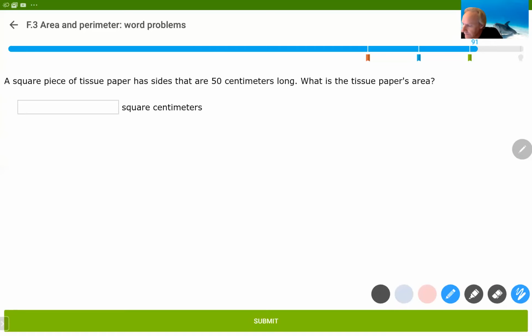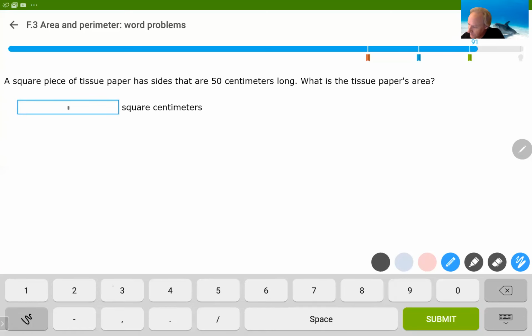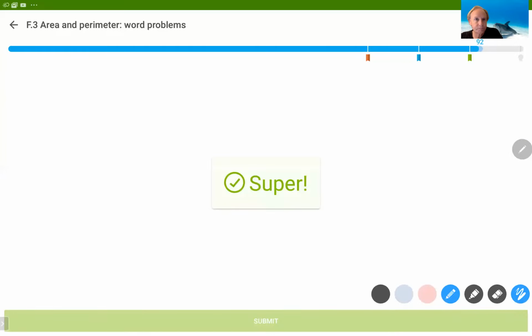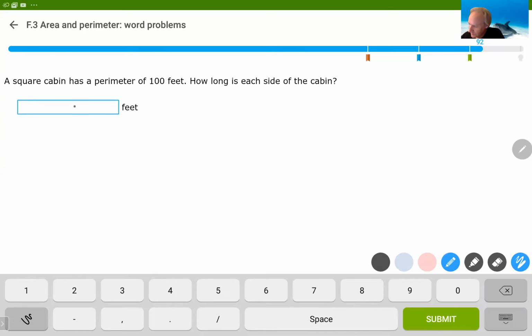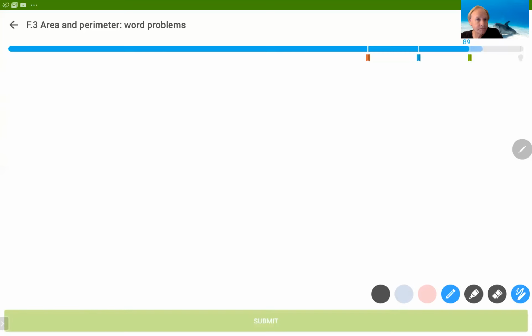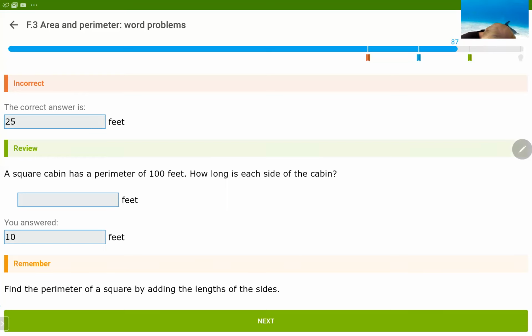Square that has sides 50 centimeters. What is its area? 2,500. 10. I've got to read the question. Damn it. 25.